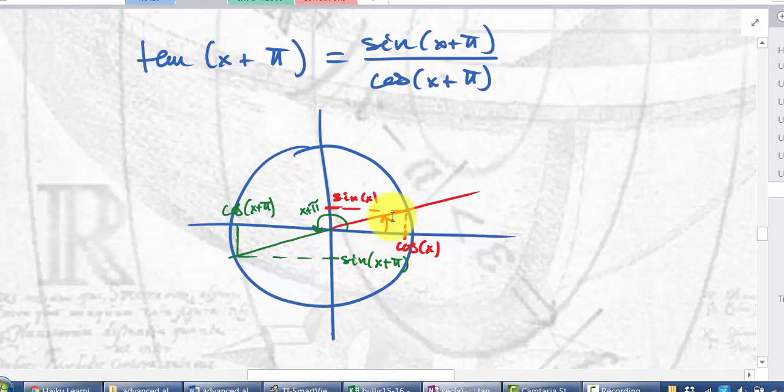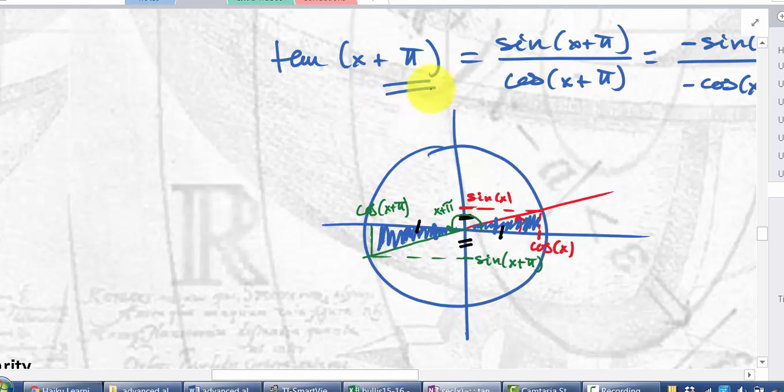Now, it would be very easy to show in geometry that this triangle is actually congruent to this triangle right here. Okay, the angles are the same right here. This angle and this angle are the same, so these triangles are congruent. Therefore, this side is congruent to this side, and this side is congruent to this side. They just have different signs. So what does that mean? That means that the sine of x plus pi is actually equal to the opposite of sine x, while the cosine of x plus pi is actually equal to the opposite of cosine x.